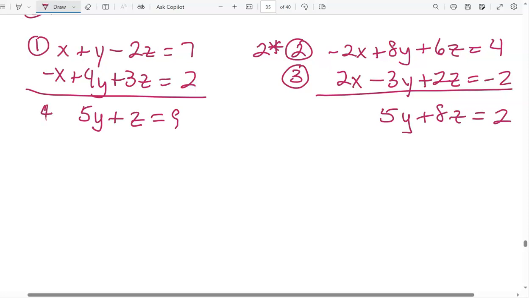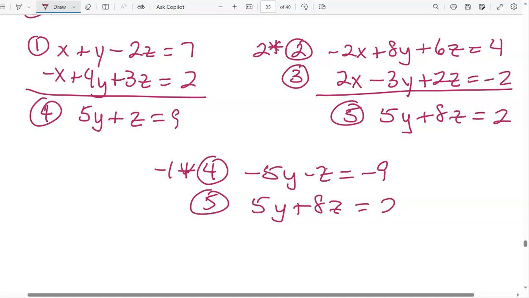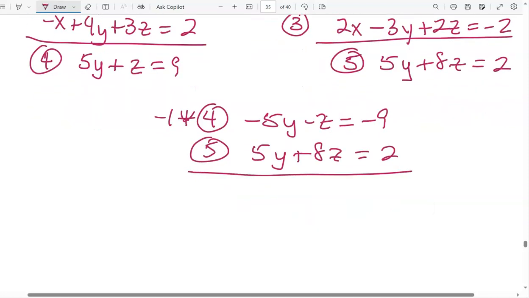You'll notice that in equations 4 and 5, the ones we just created, both contain a coefficient of 5y. So let's take equation 4 and multiply it by negative 1. So negative 1 times equation number 4 gives us negative 5y minus z equals negative 9. And then equation number 5 as is, 5y plus 8z is equal to 2. Adding those together, we get 7z is equal to negative 7, and so z is negative 1.